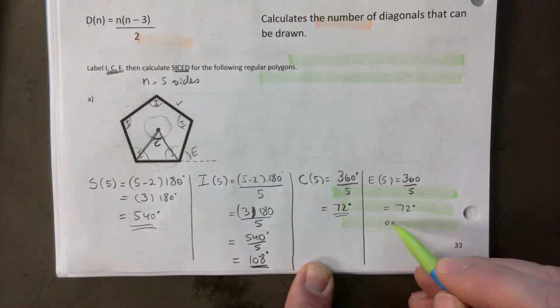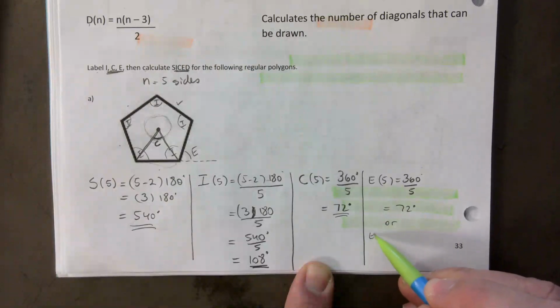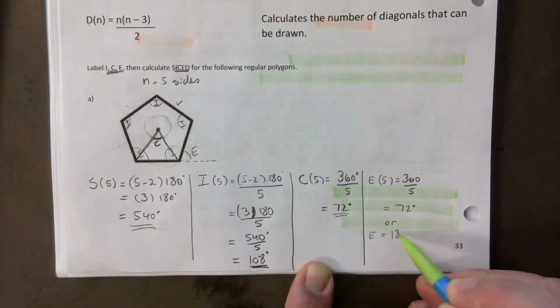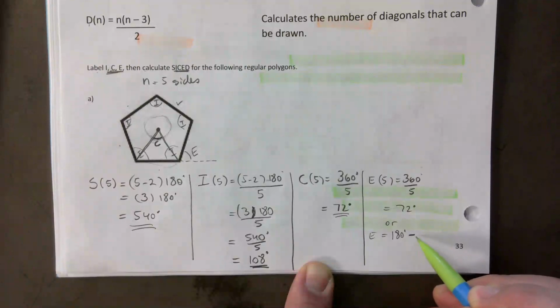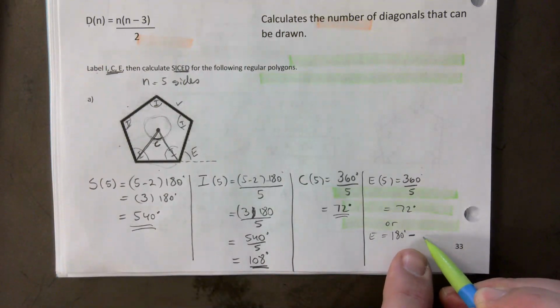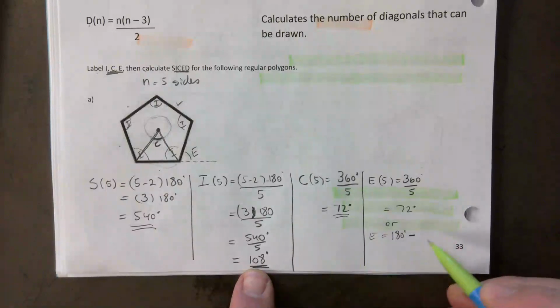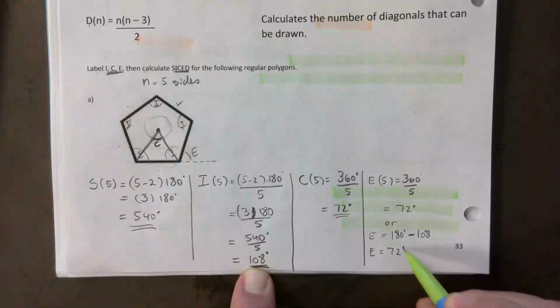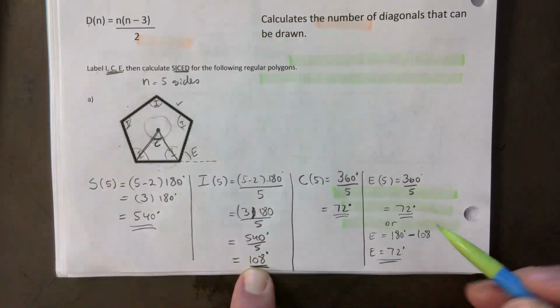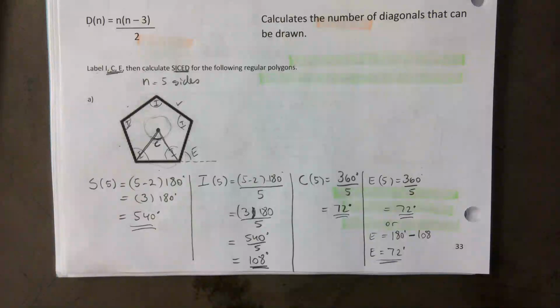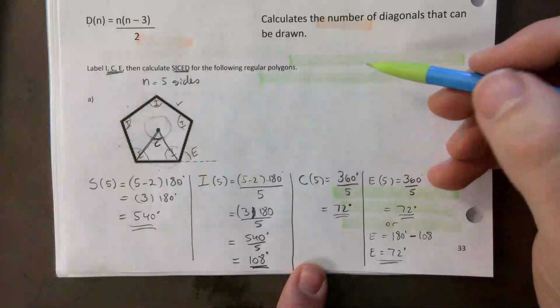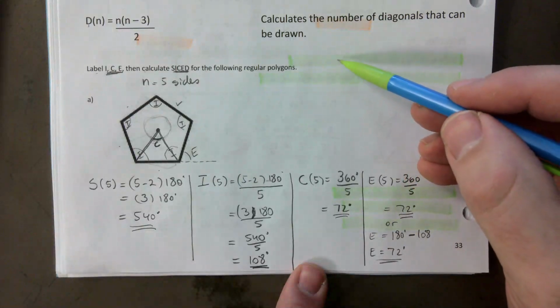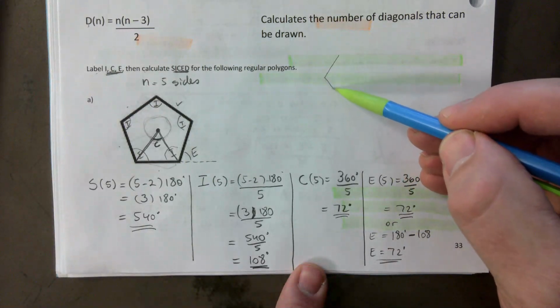But how else can you find it? Or exterior angle would be 180 minus, what was my interior angle? 108, right? So you just subtract 108 from it, and guess what? You get the same answer. You should, or else we're doing something wrong. And the number of diagonals. I'm going to take a little bit more room for this one. If you could draw a pentagon with me.